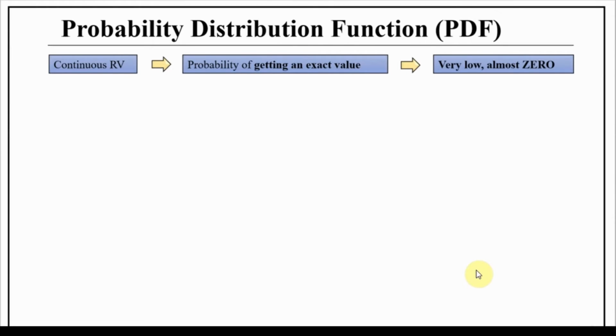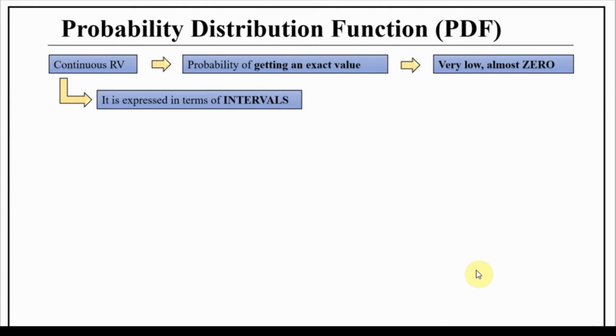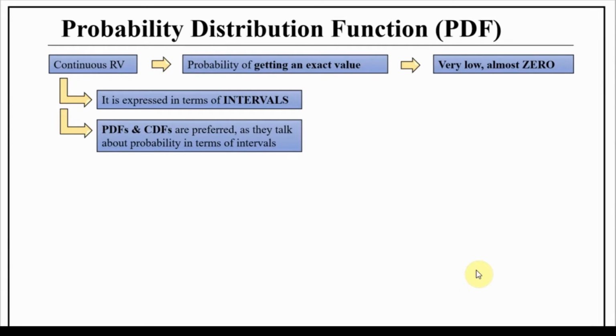But when we say find the probability of an employee's commute time being less than 30 minutes or more than 30 minutes, or in a range of 25 minutes to 30 minutes, then we can easily find the probability in a given range or interval. That's why the continuous random variable is expressed in terms of intervals. Now it's clear why we express in terms of interval, but in what form? It can be done by the probability distribution function, in short PDF, or cumulative distribution function, in short CDF.